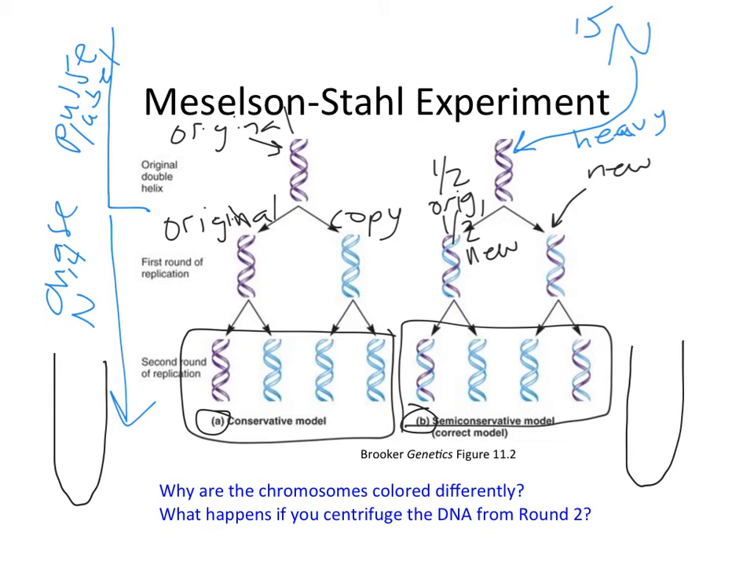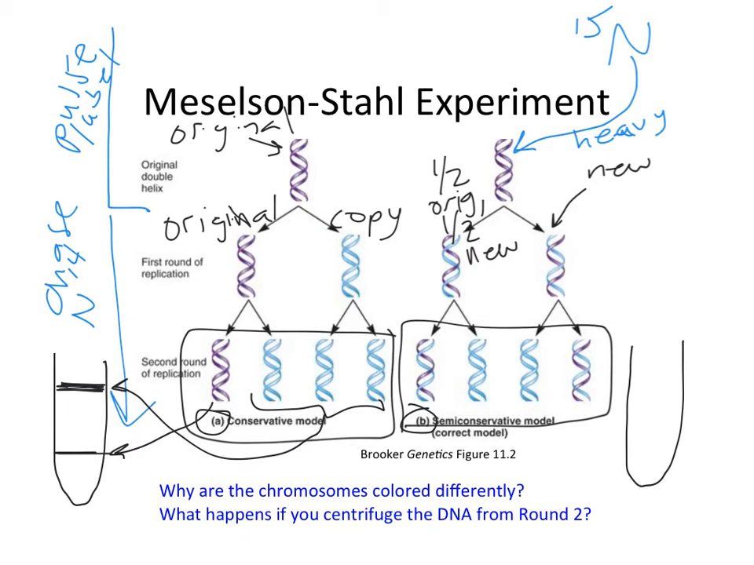How many different bands are there going to be on the left side? How many different sets of nucleic acids? 2. Okay, one is totally heavy, 2 heavy strands, 2 dark molecules. So that's going to go down there to the bottom of the tube. And then the other type is, we've got 3 molecules of all light. So they're going to be higher up in the centrifuge tube.